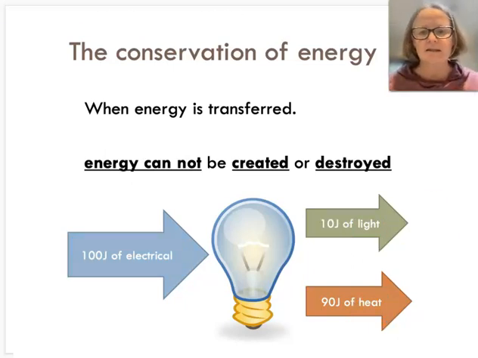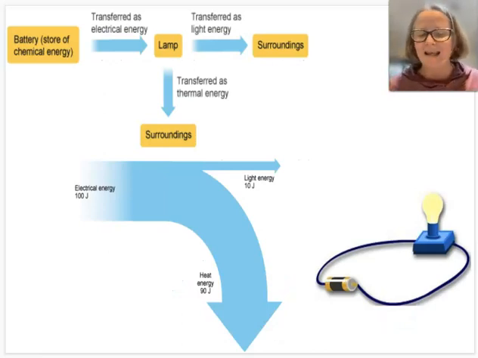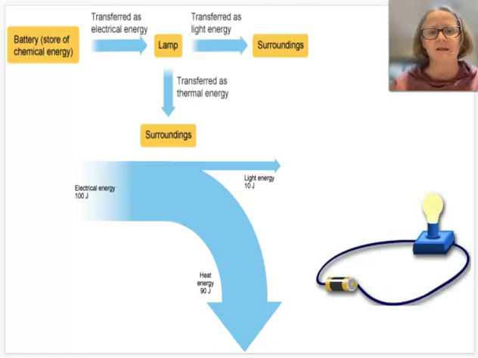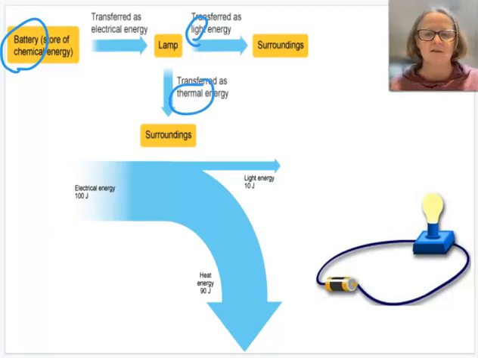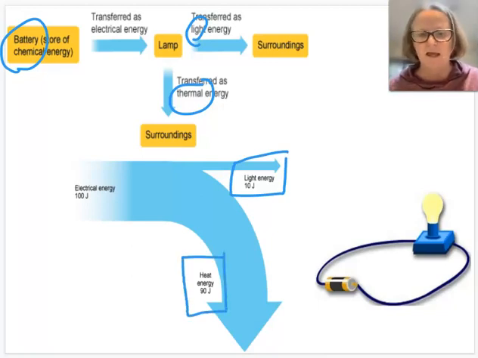We can represent this in a different way, and this is called a Sankey diagram, with the arrows showing the proportional amount of energy going in different directions. So again, we've got our chemical energy, in this case in a battery storing chemical energy, and it's being turned into light and heat or thermal energy. And you can see some of it is useful. There's 10 joules of useful energy and 90 joules of not very useful heat energy.